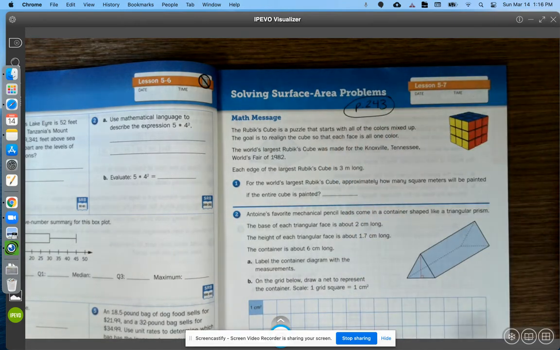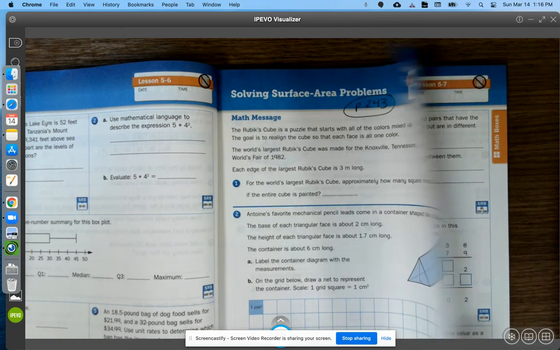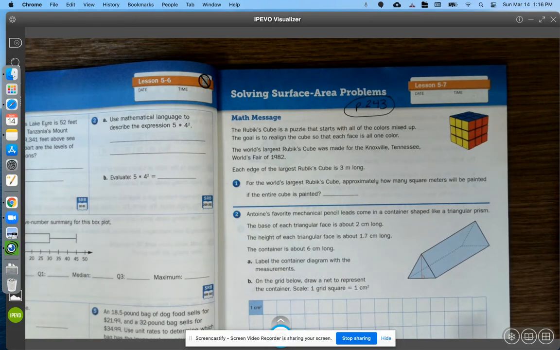Cool thing about the video is you can stop if I'm going too fast. You can watch it again if you didn't understand something. So just use the video, go slow. And I'm going to walk you through page 243 and 244, which is your journal work for today.